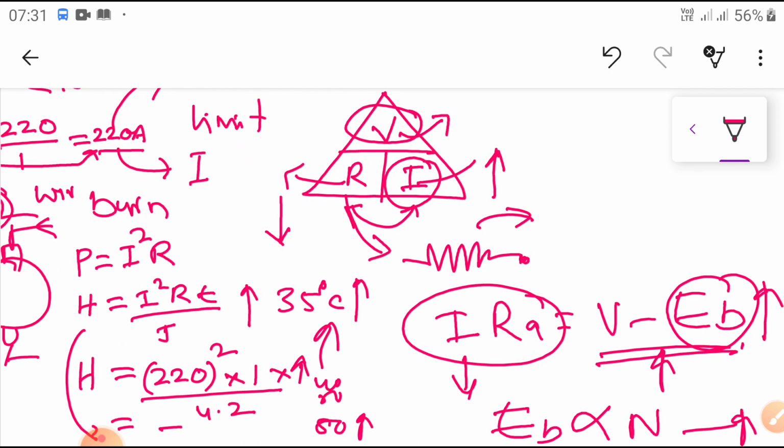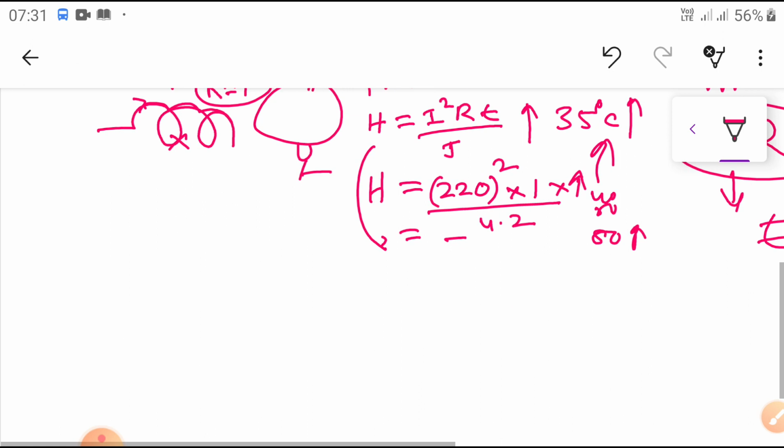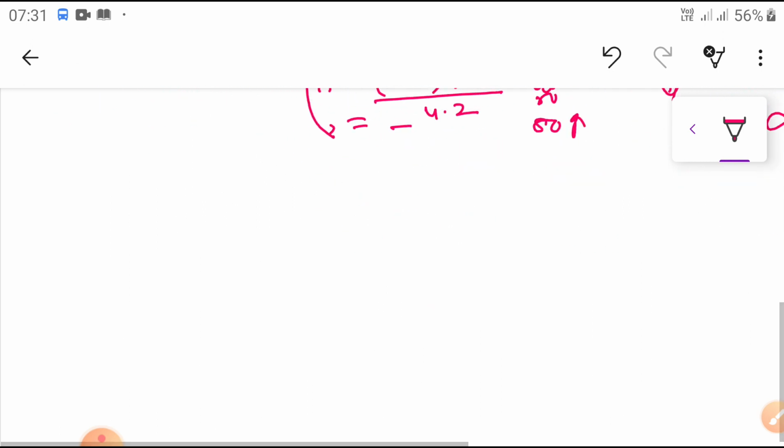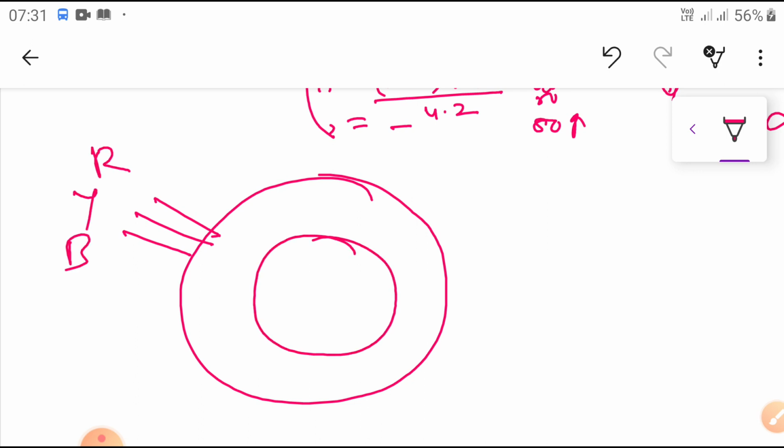So whatever the 1 ohm resistance present in the system. All these things you learned at secondary level. Similarly, in the 3-phase induction motor also, we have the 3-phase windings, the R phase, Y phase, B phase. The R phase, Y phase, B phase windings also have some resistance.